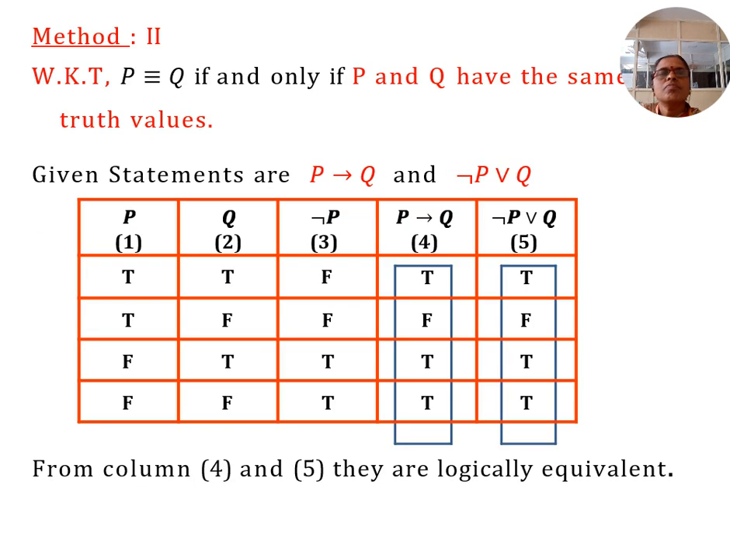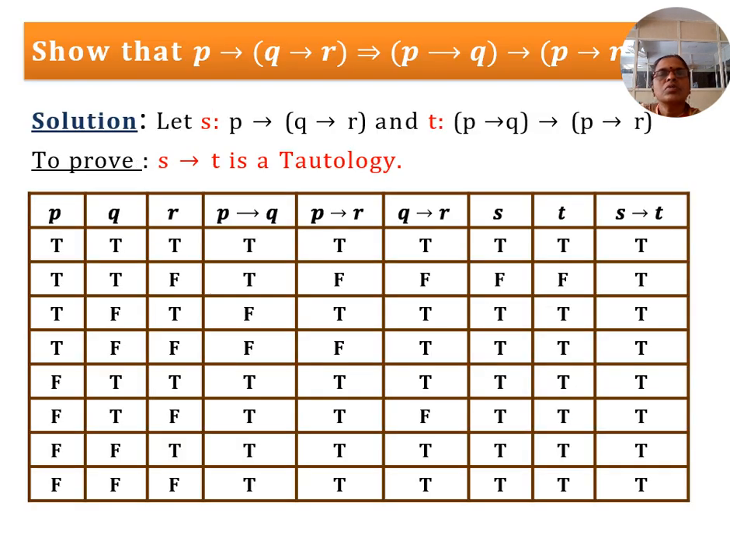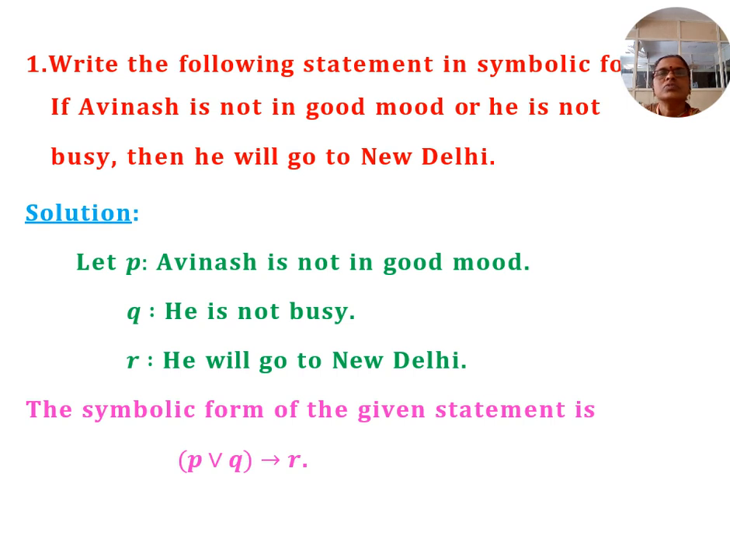Here also the two statements are equivalent. Both have the same truth values. So here the compound proposition is a tautology. See the last column. In the last column all are T, therefore it is a tautology.